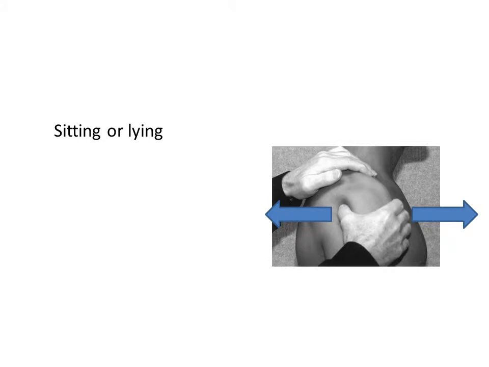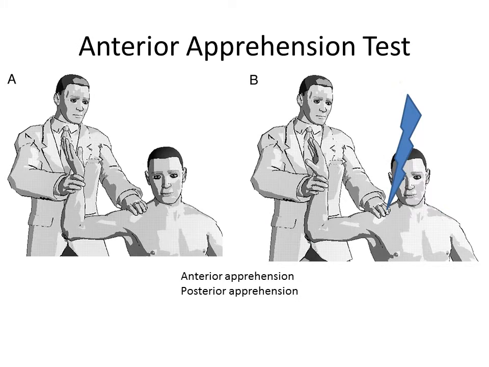When we look at stability tests, there is the sulcus sign, the assessment of anterior and posterior instability, which can be performed either sitting or lying, and the anterior apprehension test, which can also be a test of posterior apprehension, where pain is elicited on pushing the shoulder joint either anterior or posterior.